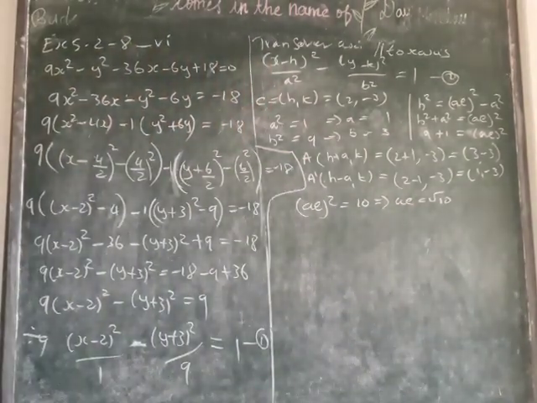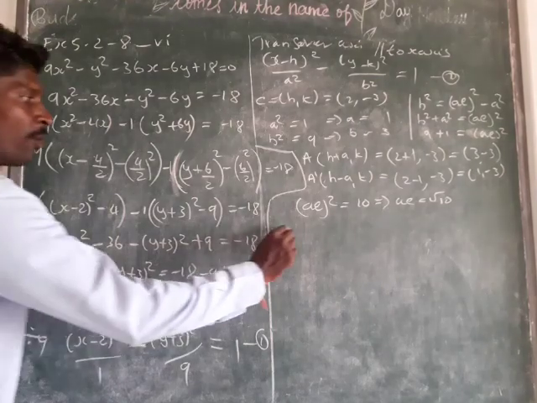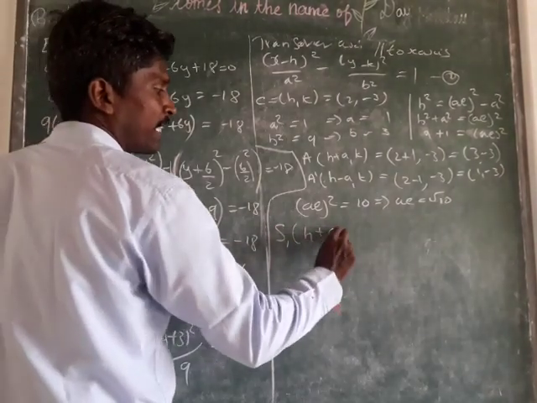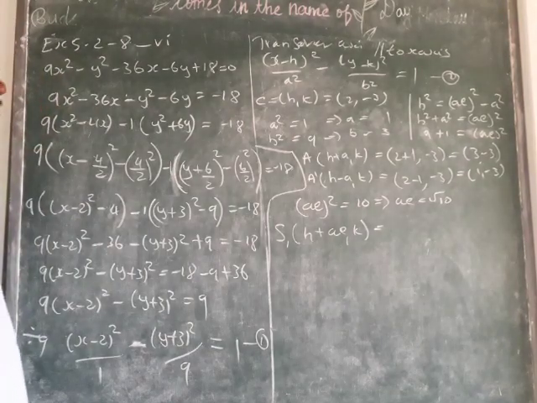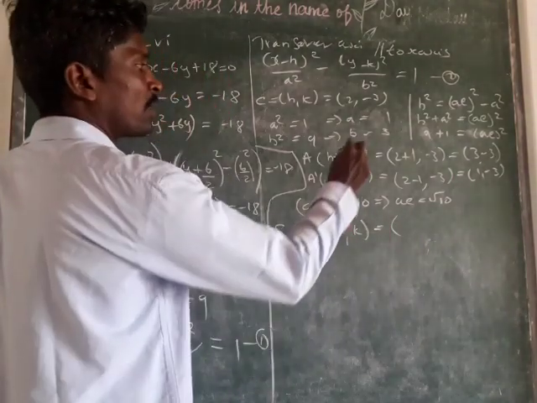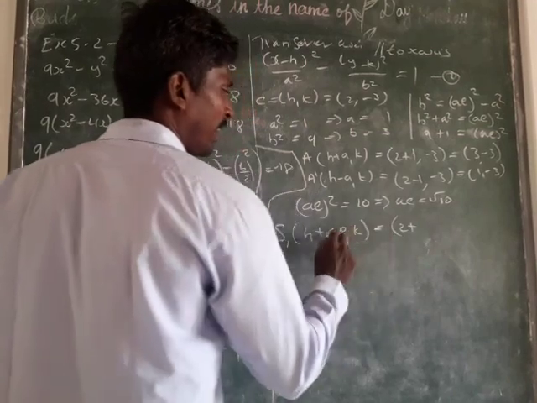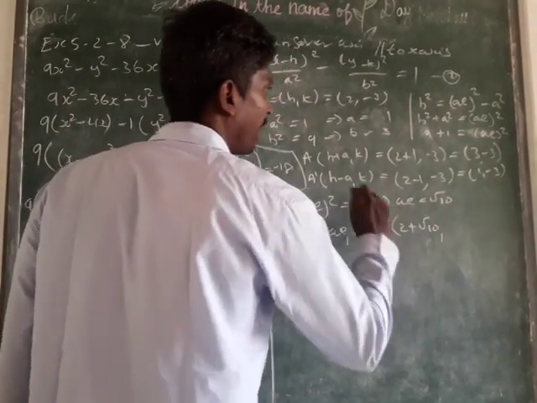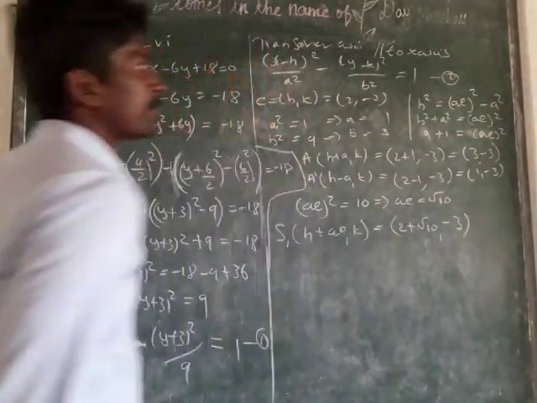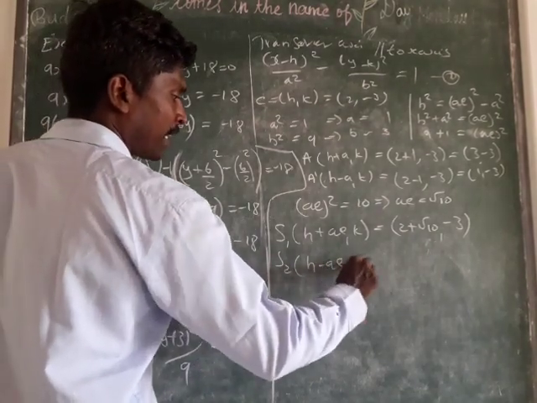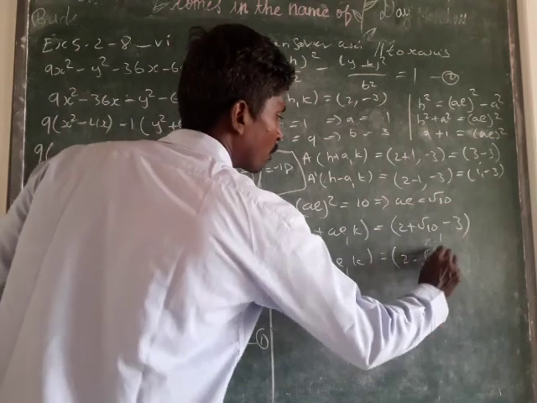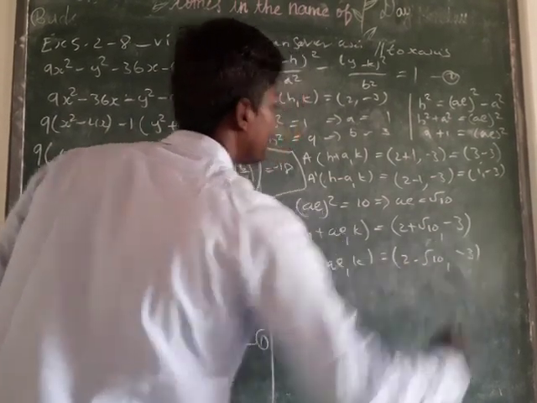Because when we find the focus, what is the focus S1? It is h plus AE comma k. So we wanted to find the value of AE. Now we know h equal to 2, AE value is root 10, and k value is minus 3. Then we have S2, the focus h minus AE comma k, that is 2 minus root 10 comma minus 3.